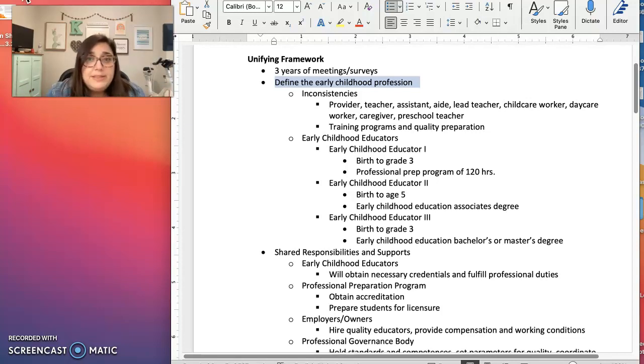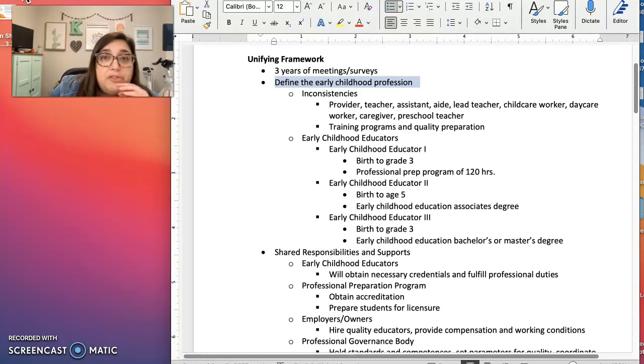Another area of inconsistency is in the preparation of the early child care professionals. What are they learning? There is no monitoring of the teacher prep or the professional prep of what they are learning in professional development or in accreditation programs or in credentialing programs or in associate programs. So there needs to be some consistency in what an early childhood professional is.